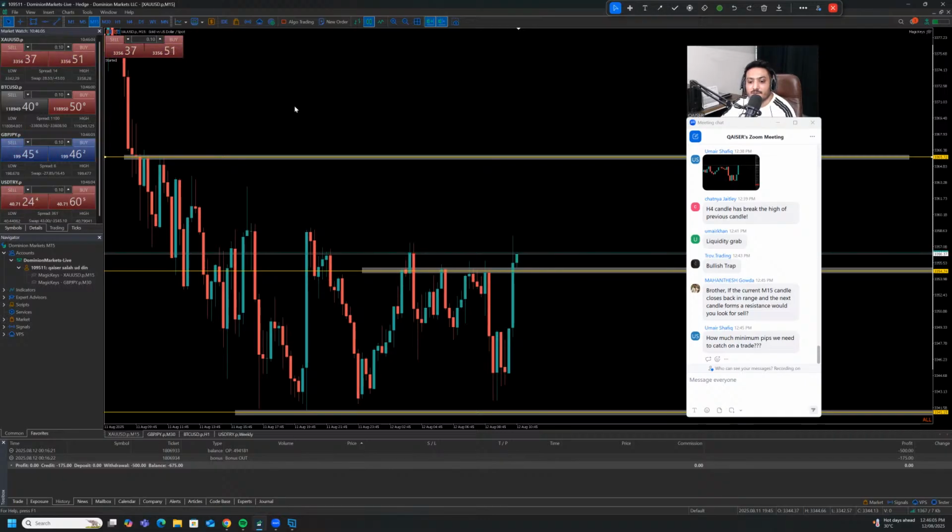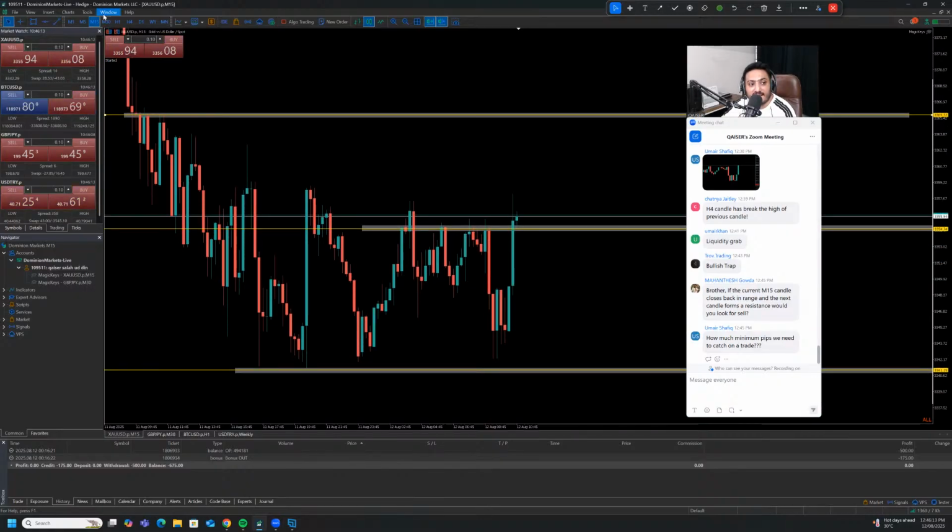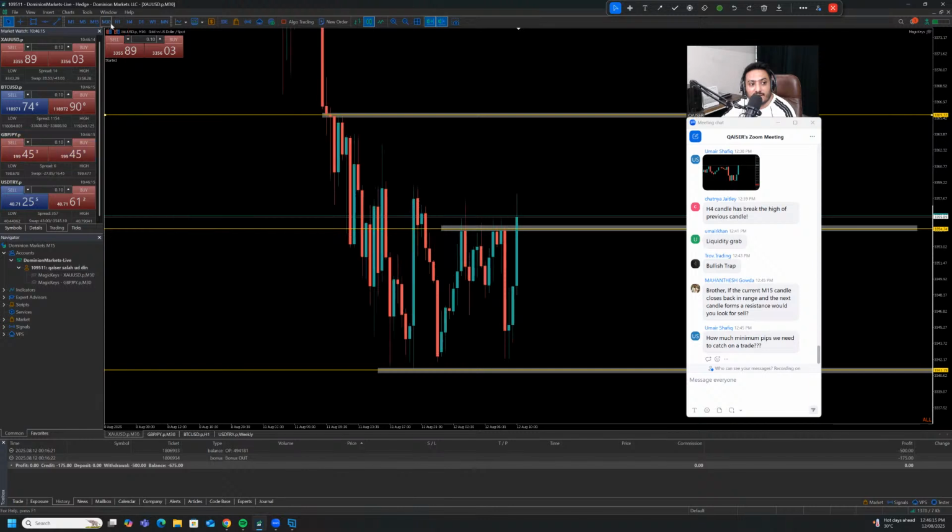Okay, brother, if the current 50-minute candle closes back in the range and the next candle forms a resistance, would you look for sells? No, I'm not going to take any sells here. I'm not going to take any buys here. I would like to wait for the CPI to settle down, to be honest. I'm just not going to force myself.